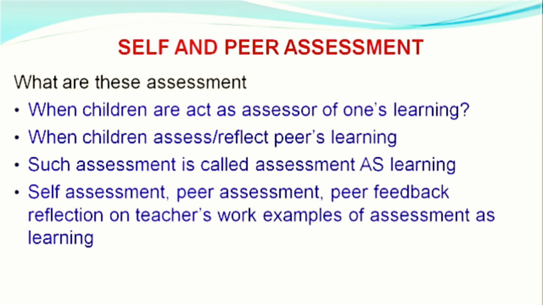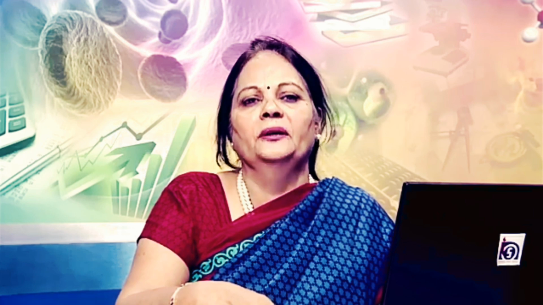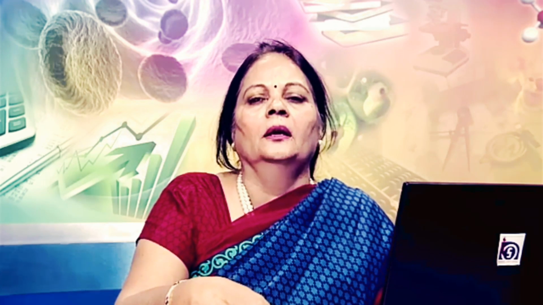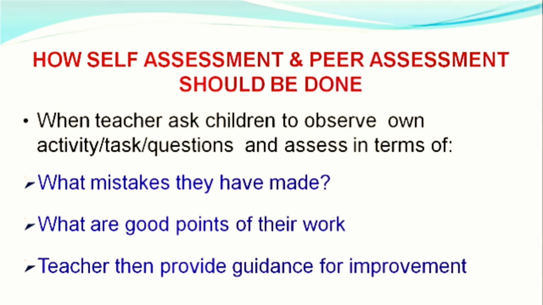Self-assessment, peer assessment and peer feedback. Reflection on teacher's work is some of the examples of assessment as learning. So how should self-assessment and peer assessment be done? These should be done when a teacher asks children to observe their own activity or task in terms of what mistakes they have made and what the good points of their work are, and the teacher then provides guidance for improvement to each child or maybe to the group as per the need of the classroom.